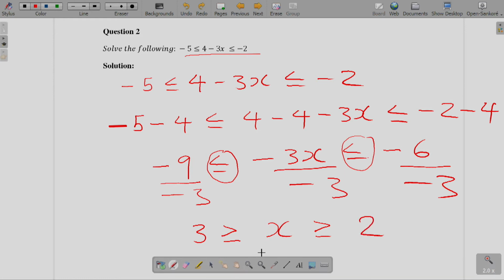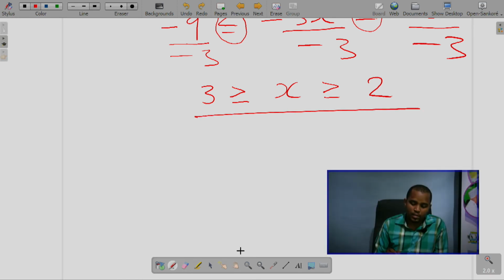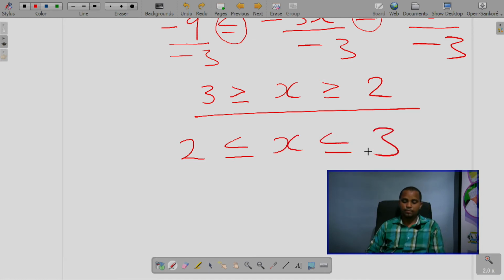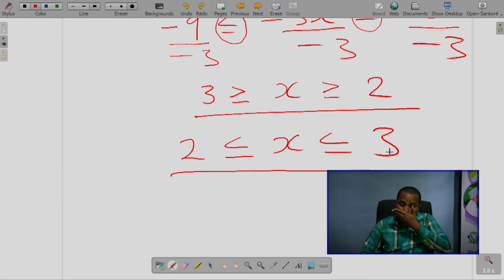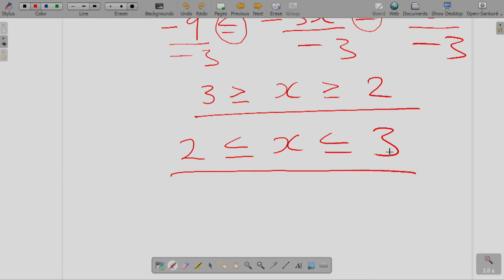So the answer is this one, which can also be written in this form: 2 less than or equal to x less than or equal to 3. So we can write this answer in this form. Also, we are required to show this answer on a number line. So let's show it on the number line.